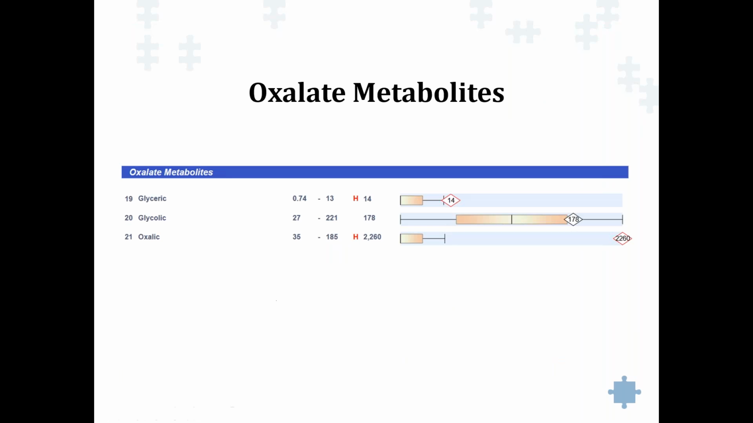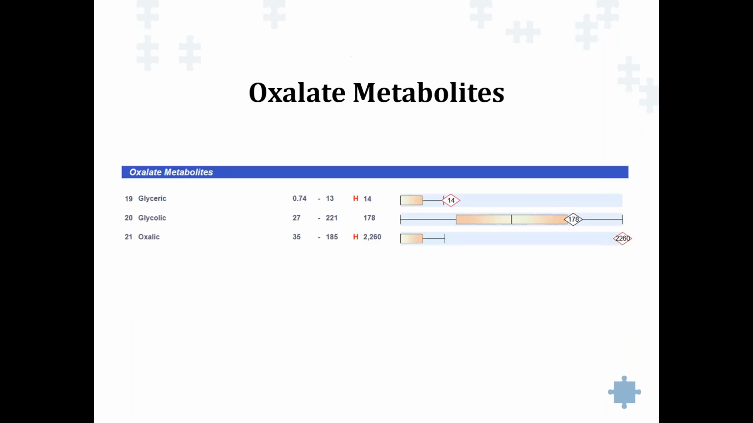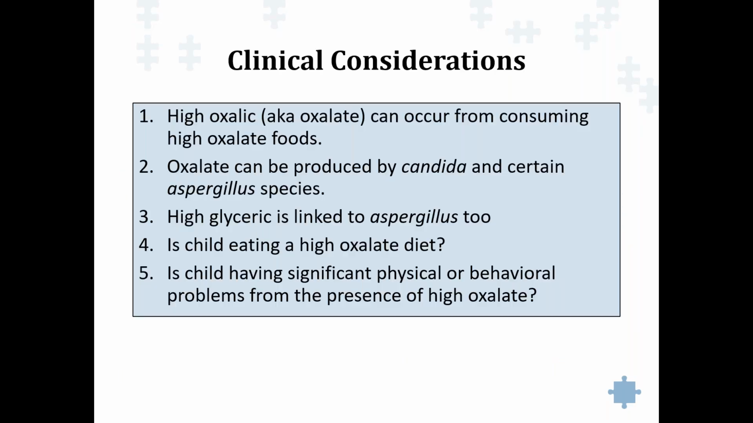Oxalates. So we can see in this particular case, oxalic acid is very high in this particular child. And that can occur because of diet. So they certainly could be eating high oxalate foods. So you need to do some inquiry into what their diet is like. It can also occur because of the presence of fungus. So by the way, glyceric you see also elevated can come from Aspergillus exposure.